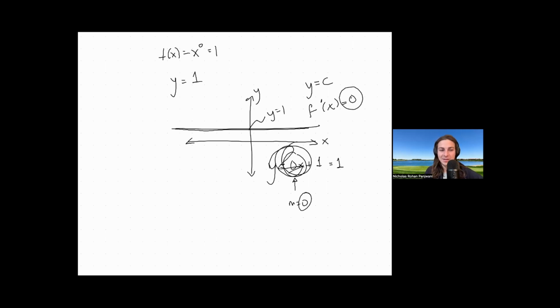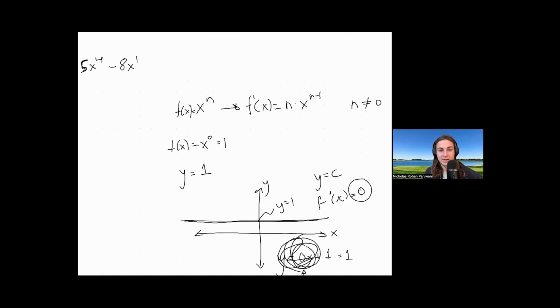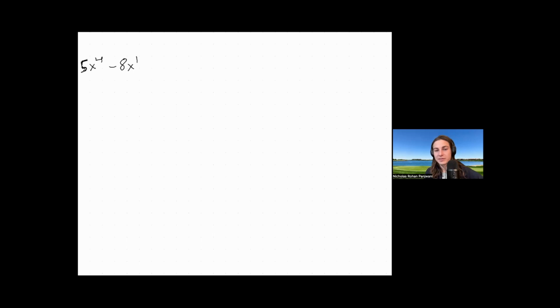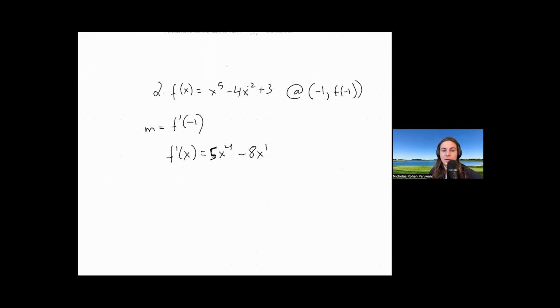Okay, so back to the problem. I like to hammer that home because sometimes people don't know that or don't remember that. They're like, oh, the derivative is 3. And it's like, no, it's a constant. The rate of change of a constant is 0. Okay, so the derivative of f of x, f prime of x now, is 5x to the fourth minus 8x, period. F prime of negative 1, now we can plug in negative 1 in for x.